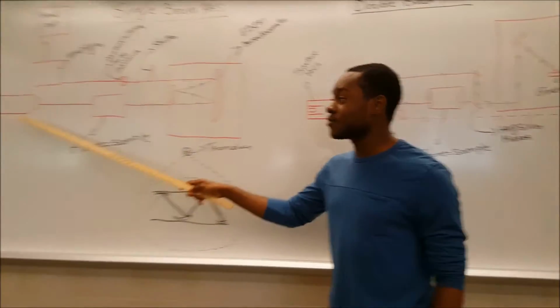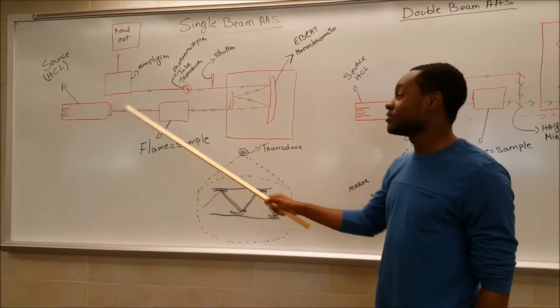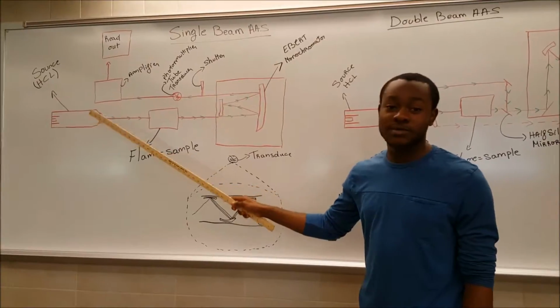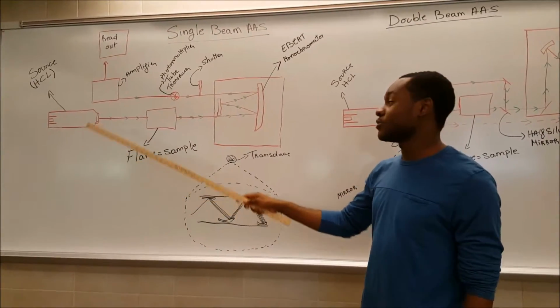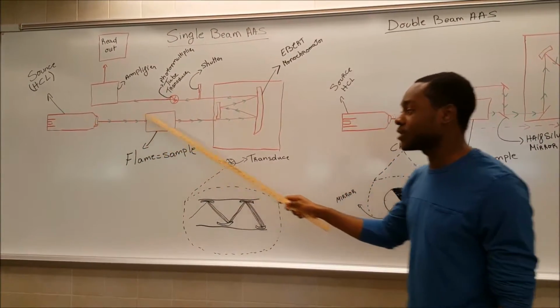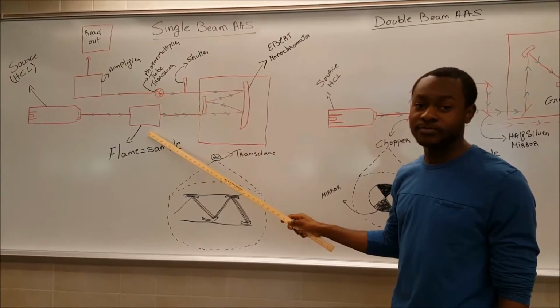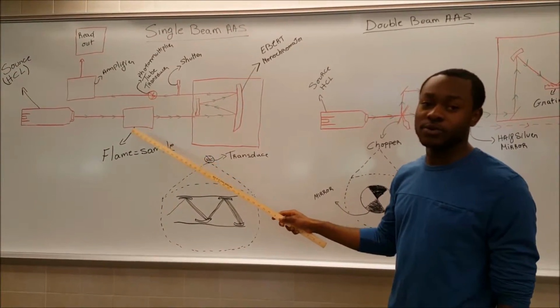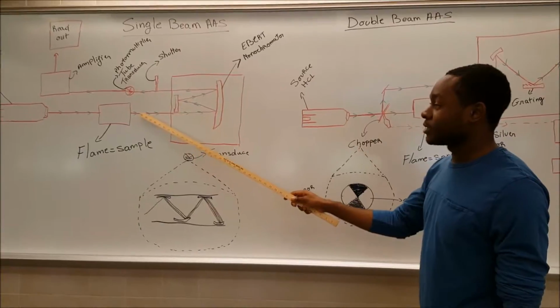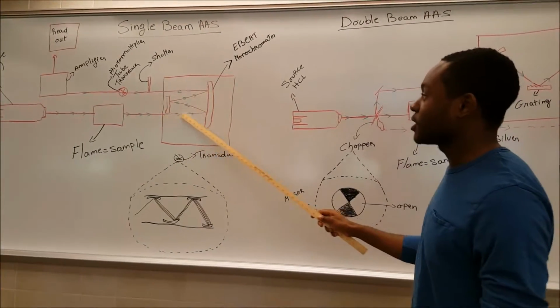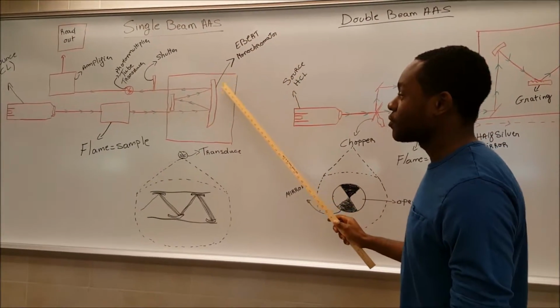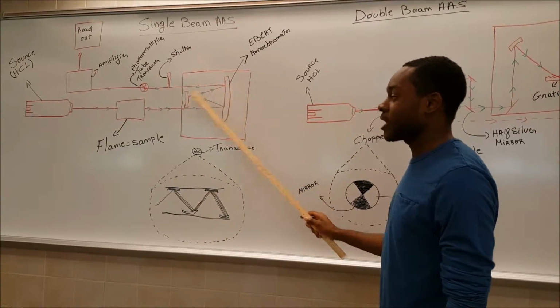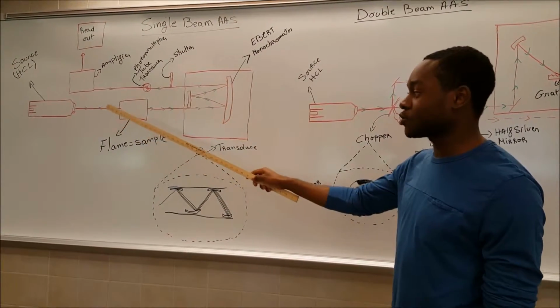First, you have the source, which is the hollow cathode one. This source is specific to the metal that you're trying to detect. The source will emit a light that will travel to the sample, which is located at the flame, where the sample is evaporated. Then, the light goes to the monochromator, which selects a particular wavelength according to what the light from the source detects.